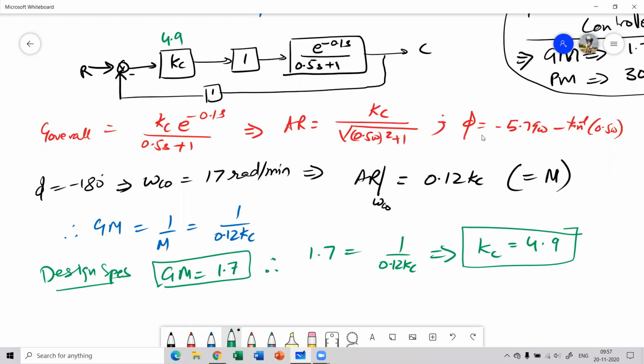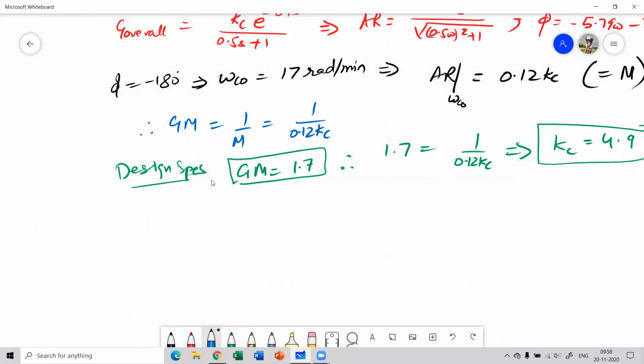Now suppose in this process which is shown over here, the actual value of time delay is, let's say, 0.15 instead of 0.1. Let's say because that is a human error for measuring the lag in a process. Instead of 0.1, the actual value is 0.15. Let's consider this an error in the system.